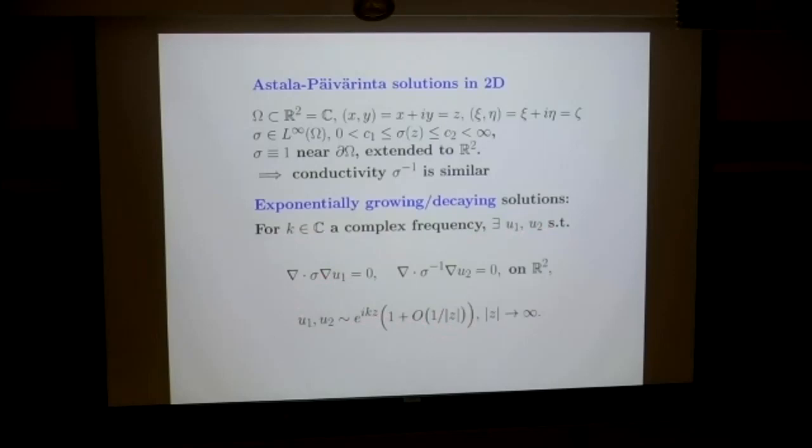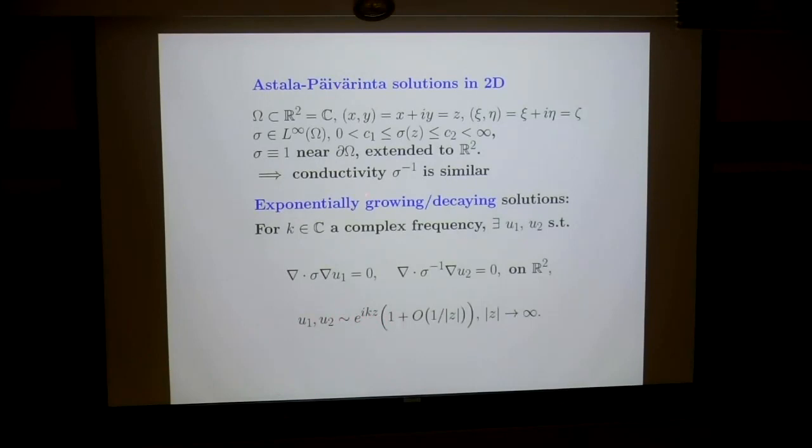So you're taking this problem on omega and extending it to be a problem on the entire complex plane. Now you do something similar for sigma inverse, and you call that u2. Now the behavior of these functions, e to the ikz, is that if z goes off to infinity in the direction of the real part of k, or its negative, this is just a standard Fourier mode or plane wave you would look at in quantum mechanical scattering. On the other hand, if z goes to infinity in the direction of the imaginary part of k, or its negative, then in fact this function is either exponentially growing or exponentially decaying.